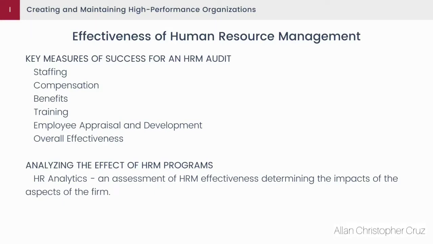Apart from the HR audit, another way to measure the effectiveness of a company's HRM is through what we call HR analytics. HR analytics involves determining the impact of, or the financial costs and benefits of, a program or practice. For example, if the organization sets up a training program, it should set up goals for that program, such as the training's effects on learning, behavior, and performance management. The analysis would then measure whether the training program achieved the preset goals.